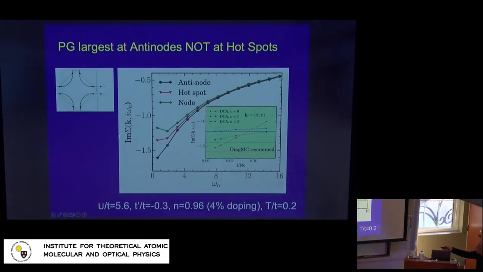And here you see very clearly that the antinode, which is the black curve, this is the opposite of the scattering rate, minus Im sigma. And you see that this is largest at the antinode than at the hotspot. So the antinodes are hotter than the hotspot.